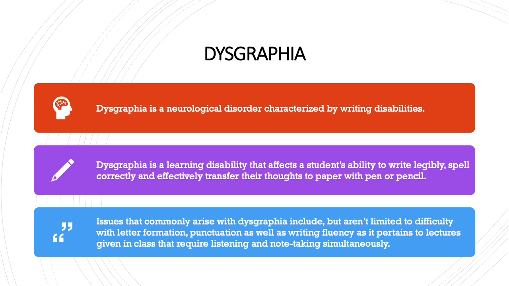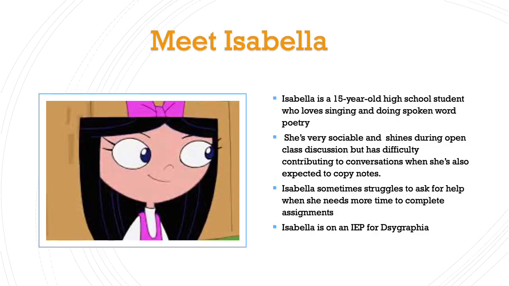Dysgraphia makes analysis and discussion while writing extremely difficult. The student that we're going to be differentiating our English lesson plan for is Isabella. Isabella is a 15-year-old high school student. She loves to sing, and she also loves to perform her spoken word poetry. Isabella is very sociable and communicative with her classmates. She enjoys contributing to open class discussions and brainstorming ideas.